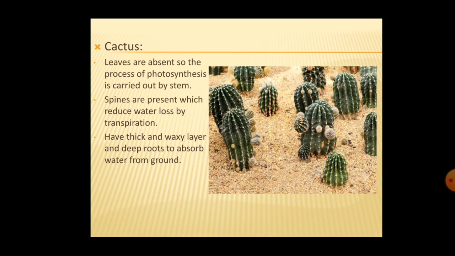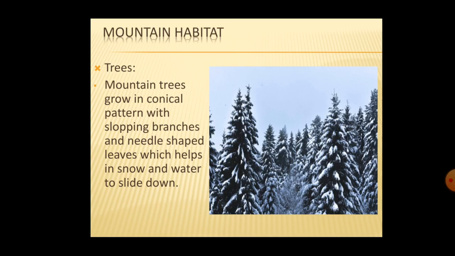Also, the main type of vegetation seen there is cactus, the common plant seen there. And if you notice, the cactus does not have leaves. So the process of photosynthesis is carried out with the help of the stem. Also, there are spines present which help the plant to reduce the water loss, which is usually done through the process of transpiration. And with the help of a thick and waxy layer and deep roots, the plant can absorb water from the soil and maintain the water inside the plant.